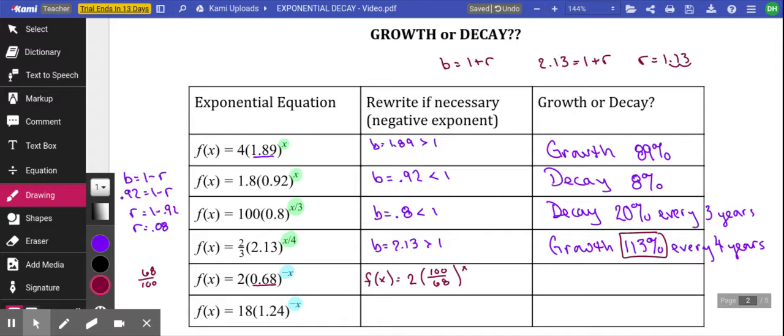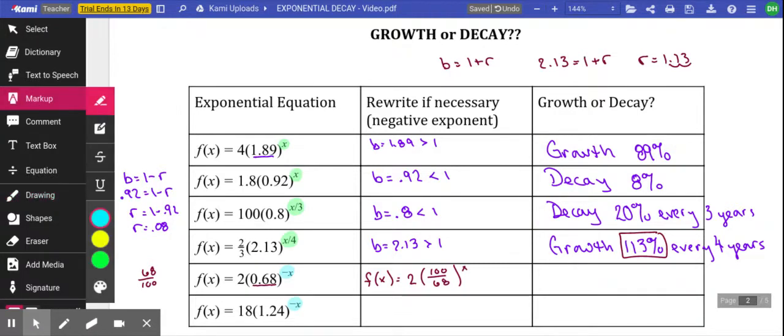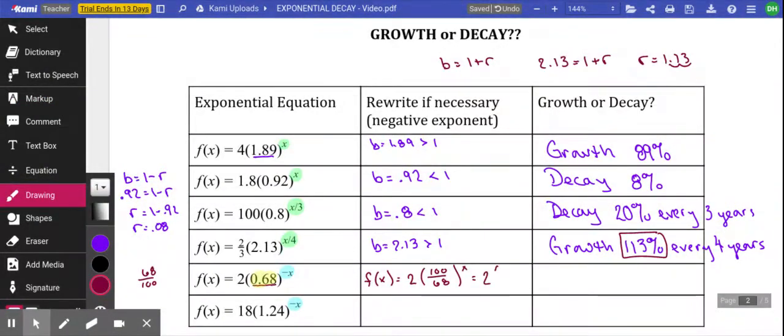And that's going to make the exponent positive. So on the surface, this might have looked like a decay problem, at first glance. But once you manipulate it and rewrite it, I'm going to grab my calculator. 100 divided by 68 makes 1.47. So if I rewrite that function, I've got 1.47 raised to the x. In other words, we're growing at a rate of 47% each year. Okay. Same thing on the next one.